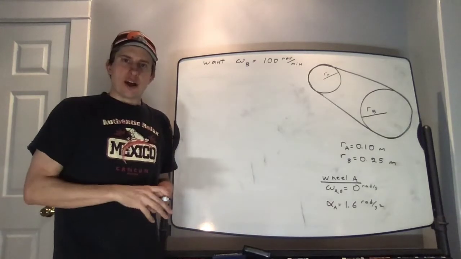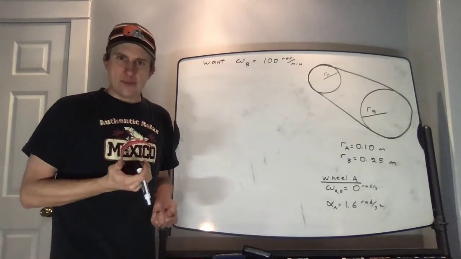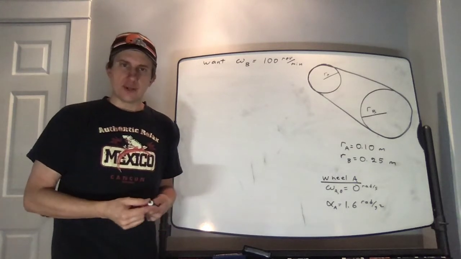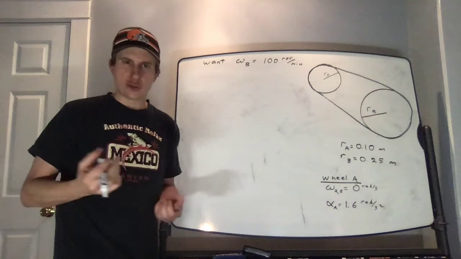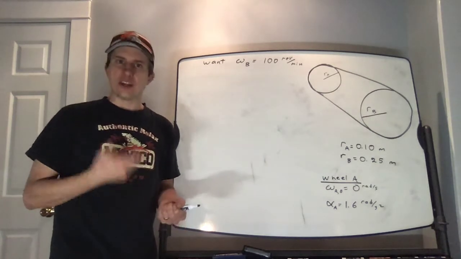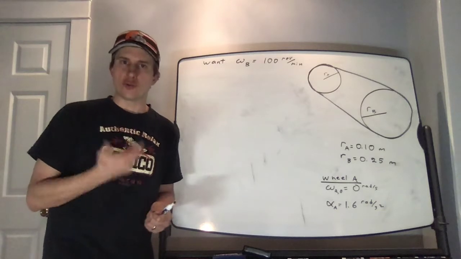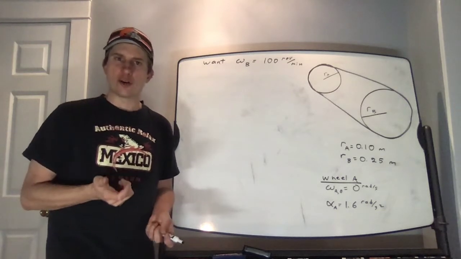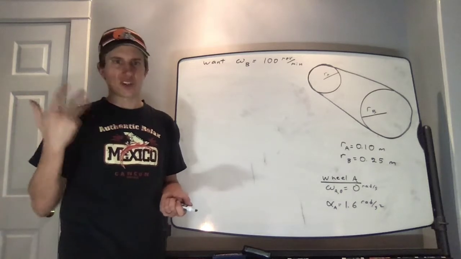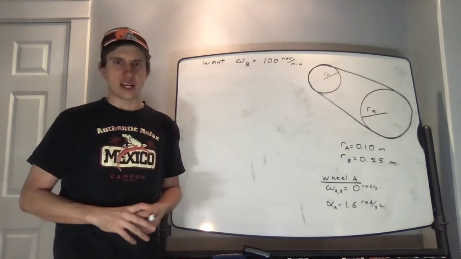In this example problem, we have two wheels that are connected by a belt. Wheel A is the smaller wheel with a radius of 10 centimeters, and wheel B is a larger wheel of a radius of 25 centimeters. I already converted the radii of these wheels to 0.1 meter and 0.25 meter because we always want to work in units of radians, meters, seconds, and kilograms where appropriate.